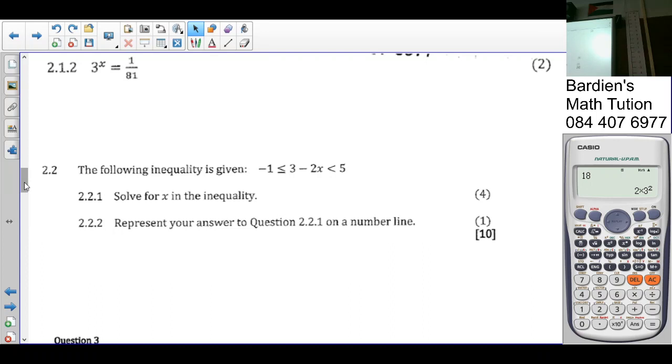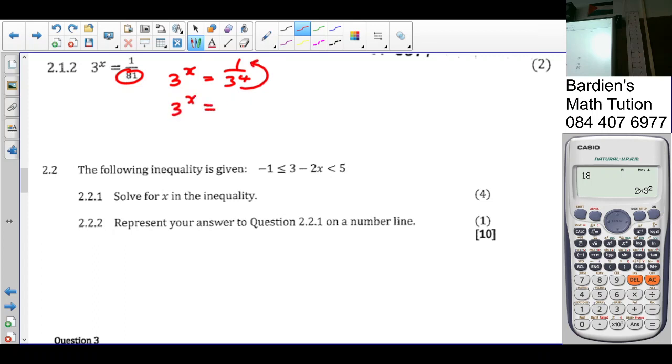This is your exponential equations. The idea here is to get the bases the same for the exponents to be equal. So 81 can be written as 3 to the power of 4. Are these bases the same? No, that's a numerator and that's a denominator. So I take it up, becomes 3 to the x is equal to 3 to the negative 4. Therefore x is equal to negative 4. You all agree with that?